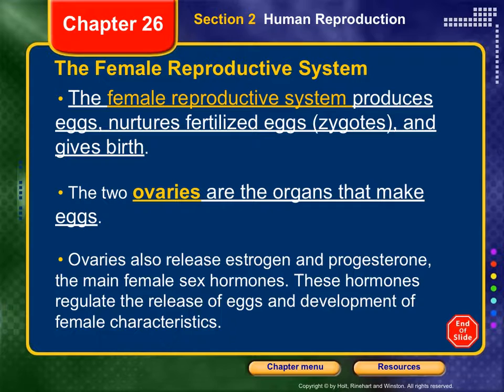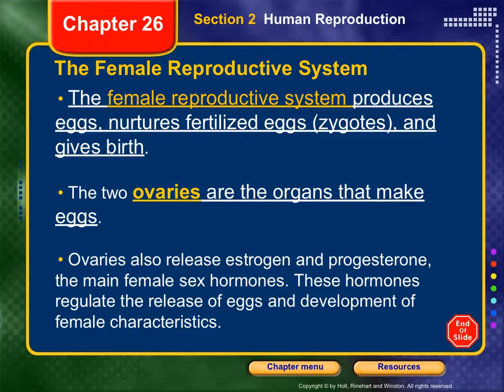The female reproductive system is what produces the eggs, and that's where the zygote grows into the fetus, where it gets nurtured for, depending on how long the child is in there, six to ten months, since some babies are premature. And then the female reproductive system is also built for giving birth, so to get the baby out. The major organs of egg development are called the ovaries.